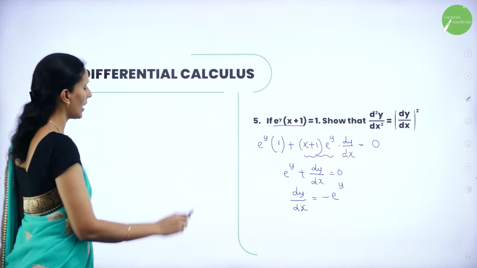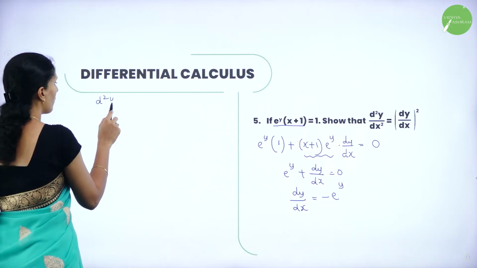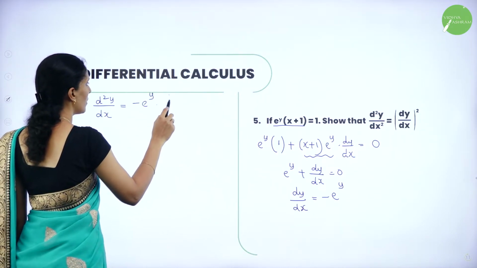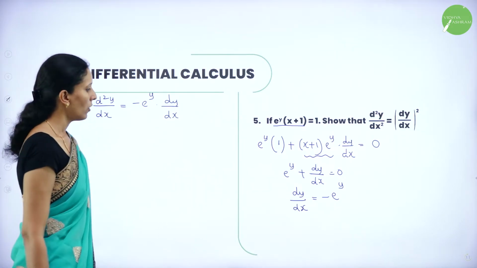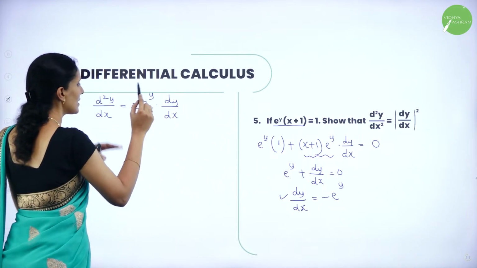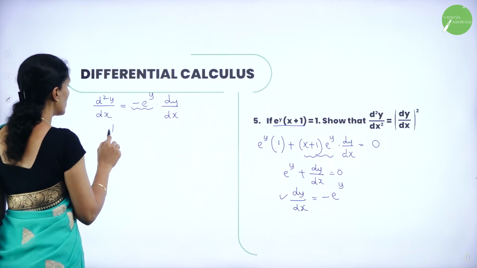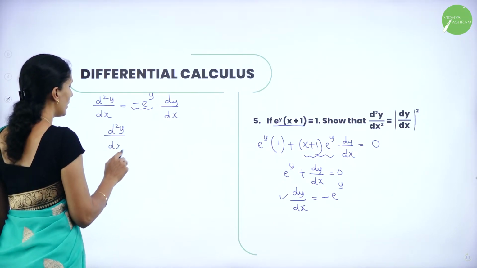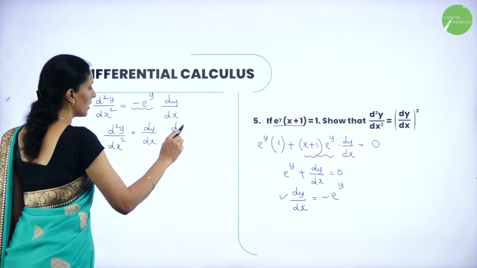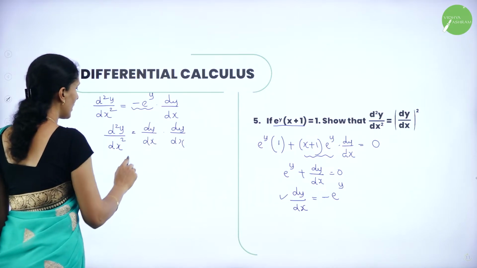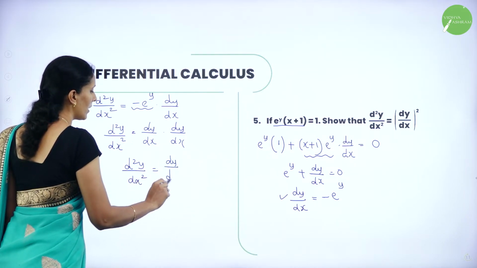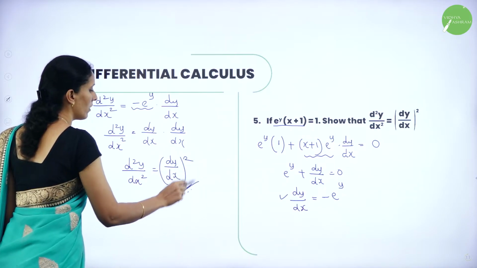Next, differentiate it again. You will get d square y by dx square is equal to minus e power y into dy by dx. Now, dy by dx is nothing but minus e power y. So, here minus e power y is nothing but dy by dx. So, it is d square y by dx square is equal to dy by dx into dy by dx. So, when you multiply this, d square y by dx square is equal to dy by dx whole square, which is our required result.